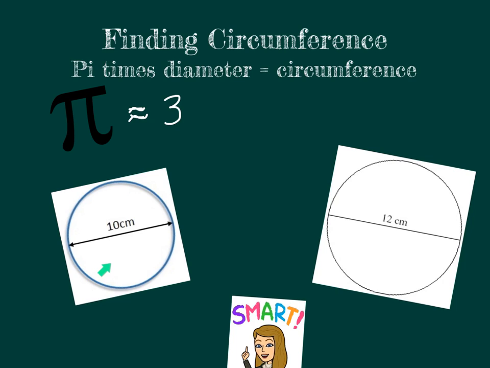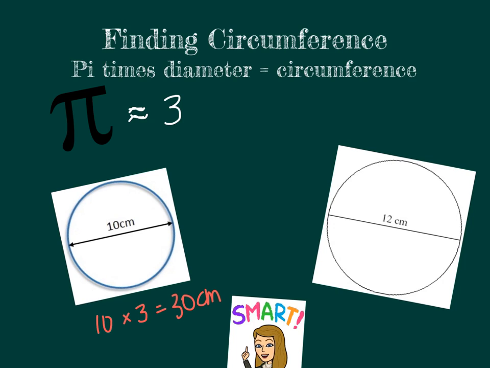So this first circle, I notice the diameter is 10 centimeters. So in order to solve for its circumference, you'll take 10 times 3, which is pi, to equal 30 centimeters as its circumference.